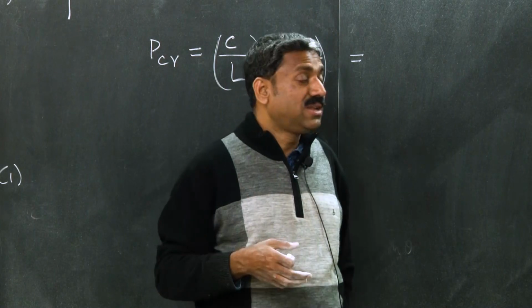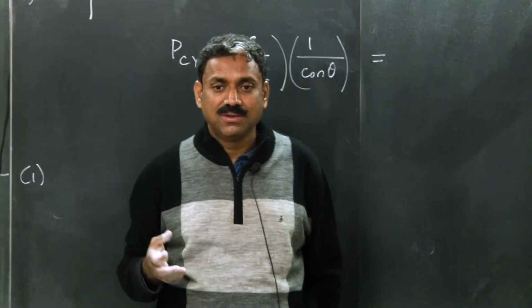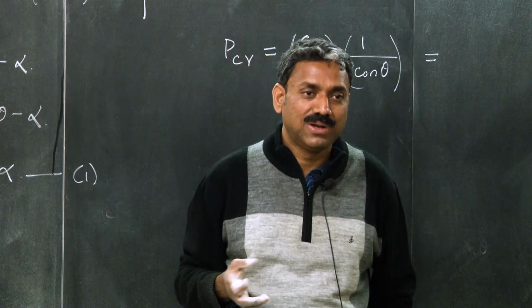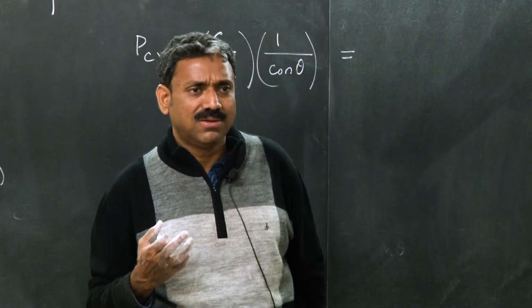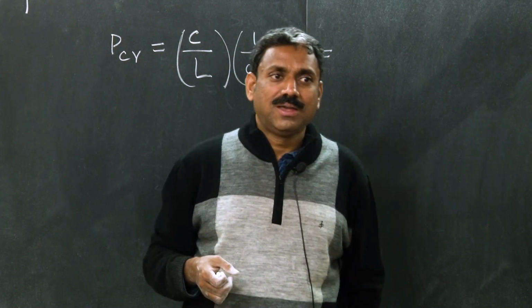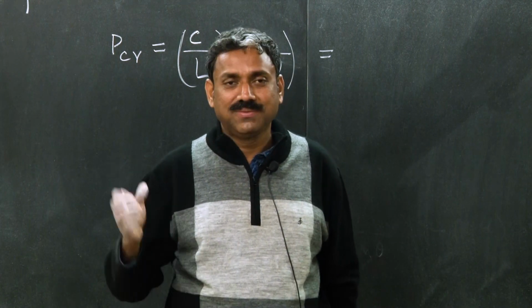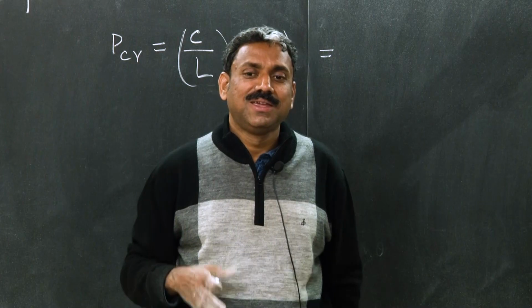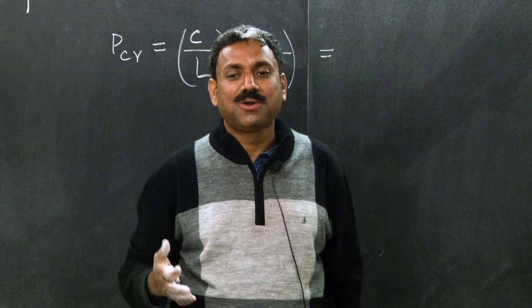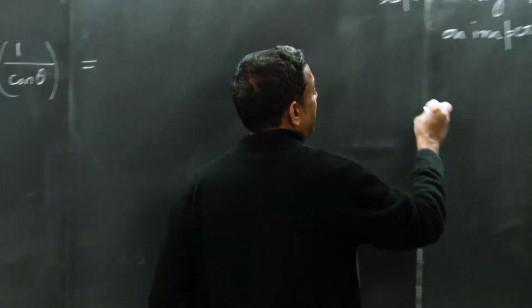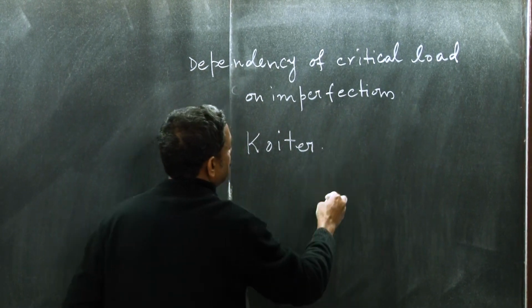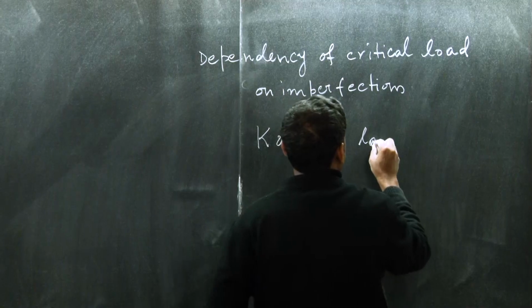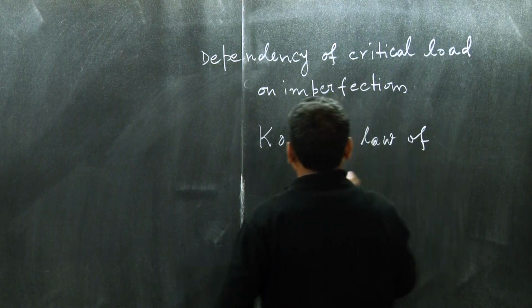Of course, initially when he wrote his thesis, it was in the German language. So later it was translated by someone. Who translated it? Can you recall? No? I cannot recall his name, but he told that he had rediscovered Koiter. Koiter's law of imperfection sensitivity.